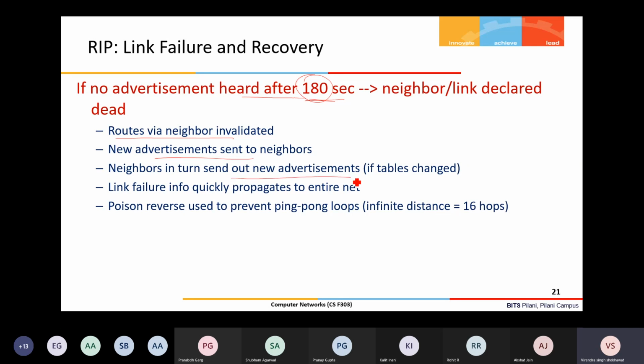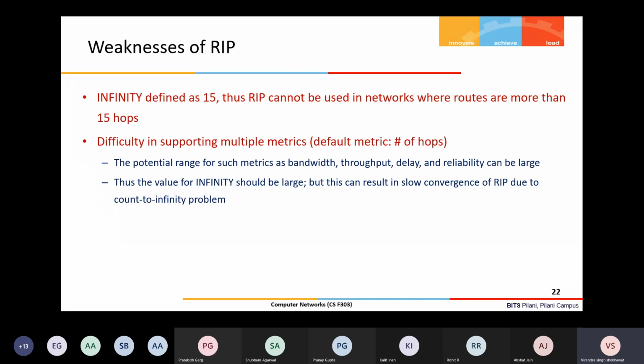Neighbors in turn send out the new advertisement if their table changes, and link failure information quickly propagates to the entire network. And poison reverse is used to prevent ping-pong loops between two hops. And infinity distance is 16 hops, which we already know. Okay, a few weaknesses. One is that this limitation of infinity means the total path length can be just 15 hops, not more than that.